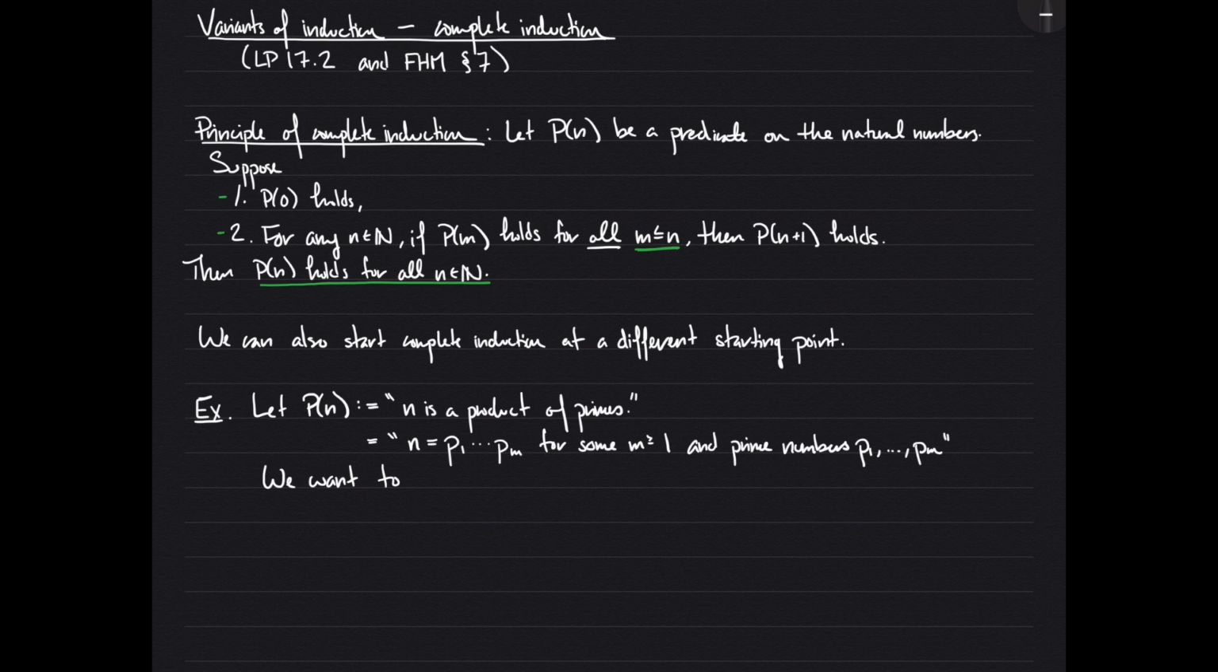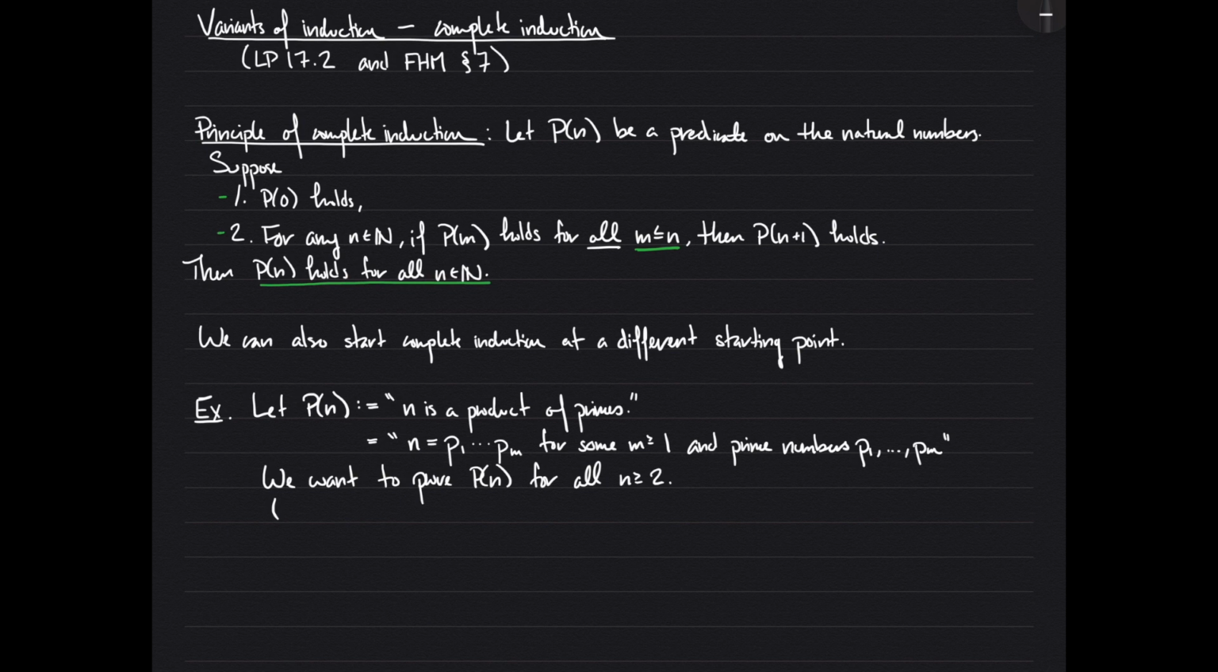P of 0 is not true. P of 1 is not true. But P of 2 is true. P of 3 is true. So we want to prove this for all n greater than or equal to 2. So we want to prove P of n for all n greater than or equal to 2. So we're not going to start at 0 for this induction. We're going to start at 2.